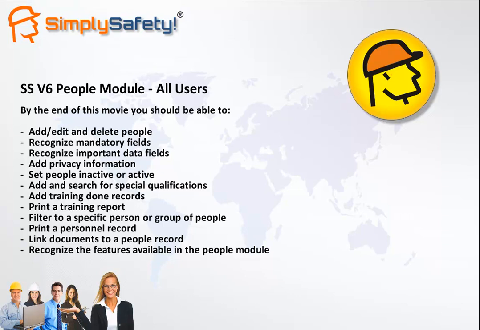important data fields, add privacy information, set people inactive or active, add and search for special qualifications, add training records, print a training report, filter to a specific person or group of people, print a personnel record, link documents to a people record, and recognize the features available in the people module.